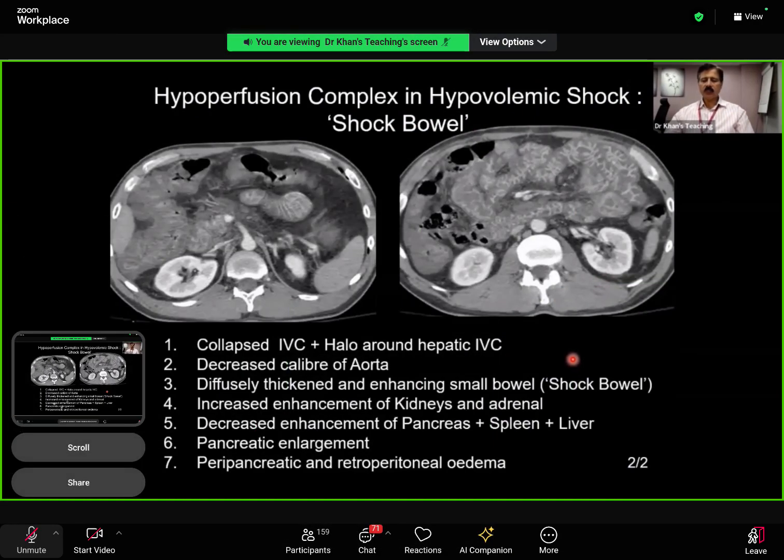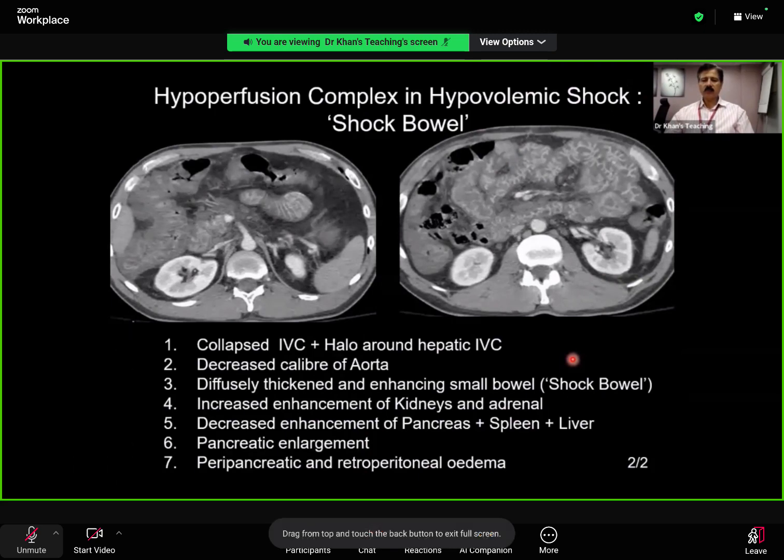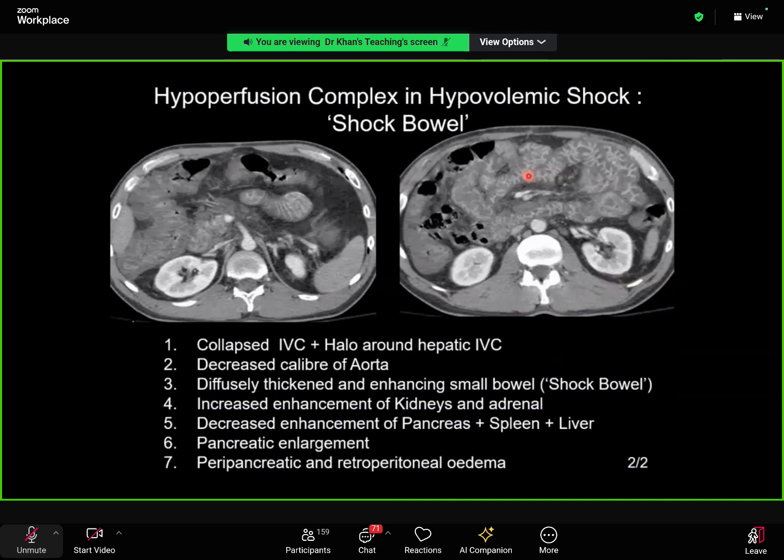And I have seen in my experience many times candidates mix it up. They think that there has been contrast in the bowel. No, there is no concept of contrast in a trauma case, right? Nobody has got the time to give contrast. So because it enhances like this. And these are the signs from literature which have been given for shock bowel.